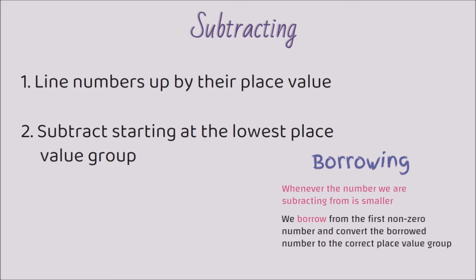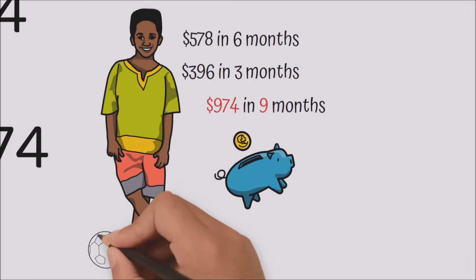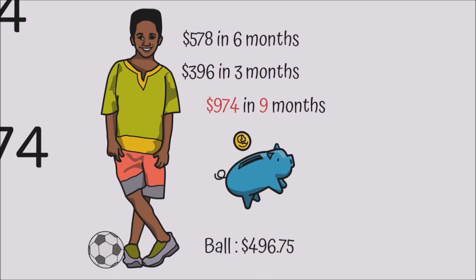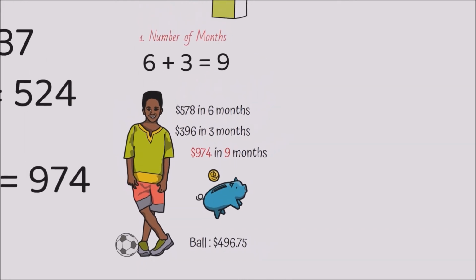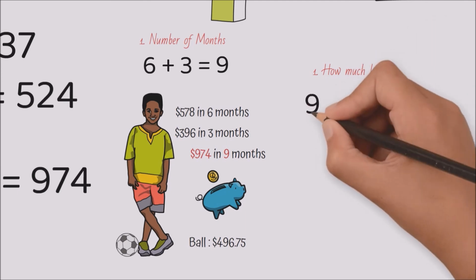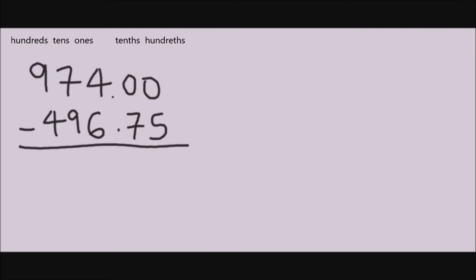Now, let's get back to Rory. After saving for 9 months, he decides to buy a football that costs $496.75. So, how much money will he have left? Let's subtract using the place value method. So we have 974 minus 496.75. Now we start by lining up our numbers. Notice that our first number has no decimal places, but we can place zeros there as placeholders because they don't change the number. So now let's subtract.